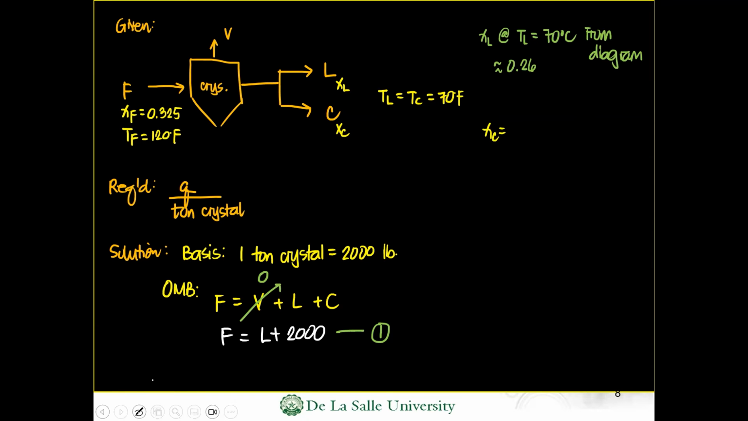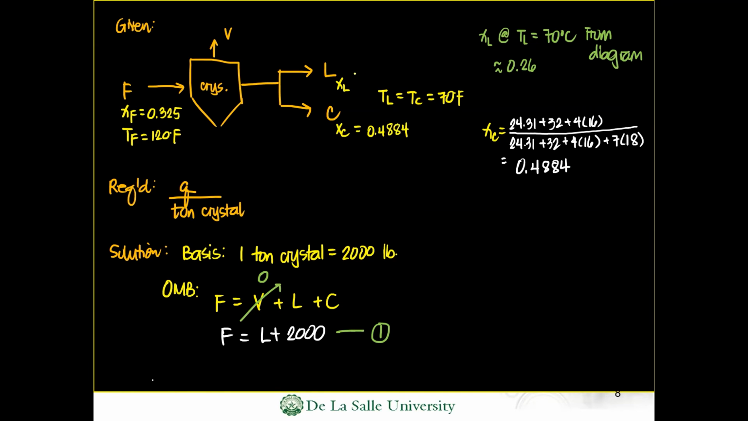Again, XC is, what was it earlier? The molar mass of magnesium, 24.31. So 24.31 plus 32 plus 4 times 16, all over 24.31 plus 32 plus 4 times 16 plus heptahydrate, so 7 times 18. What is this? 0.4884. So let's just write these. This one would be 0.4884. This one is roughly 0.26.